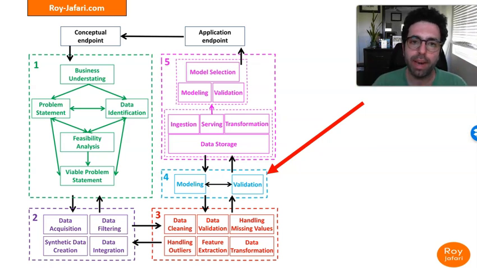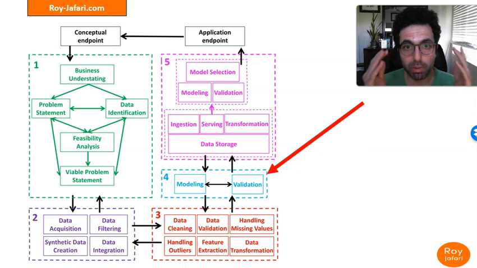So once we have that modeling, this is where most of the time we will have an answer to whether our viable problem statement was actually viable, meaning we are capable of solving it. So this is where we know that yes, we can solve the problem, or no, we cannot solve the problem. If we can solve the problem, then we go to the deployment.